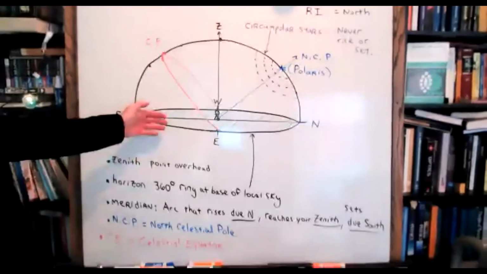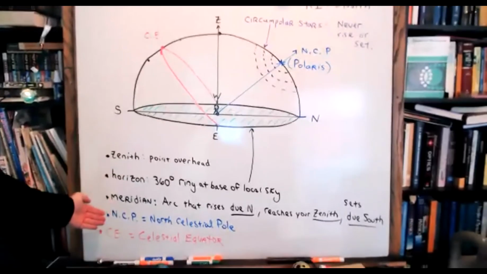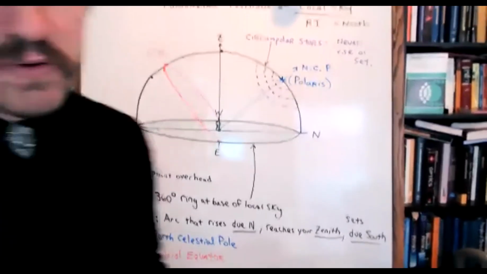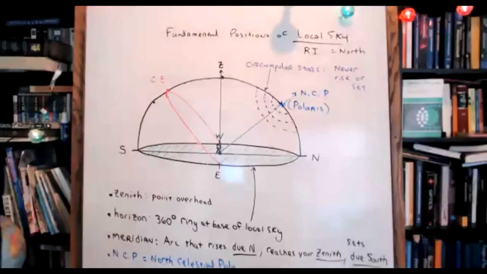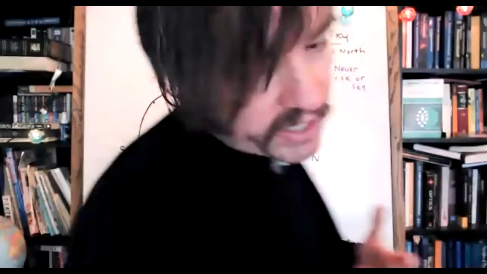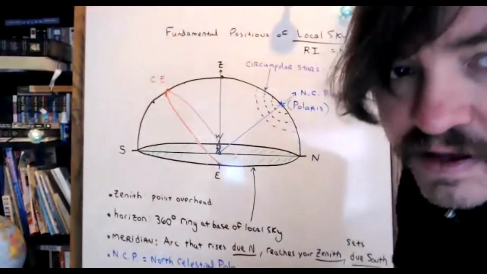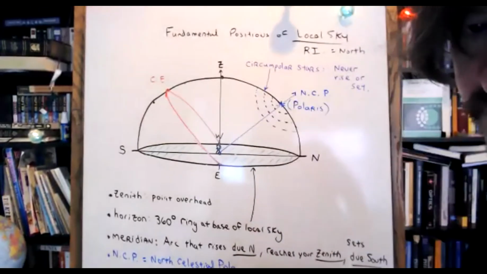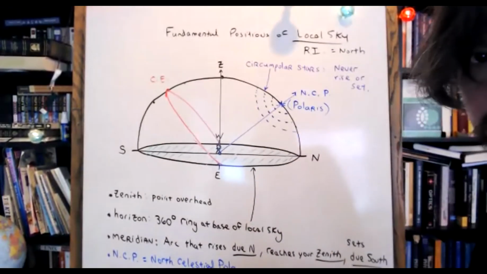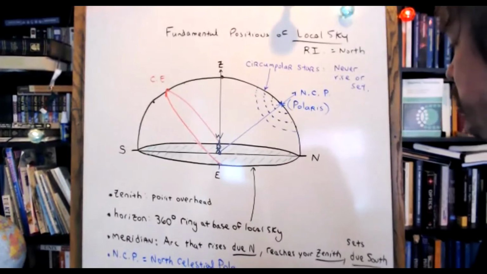Okay, so taken together, zenith, horizon, meridian, north celestial pole, celestial equator, those are called the fundamental positions of your local sky. And I'm going to use these vocabulary terms to talk about the motions of stars going forward today. So hang on to your hats. We got a bit to do.